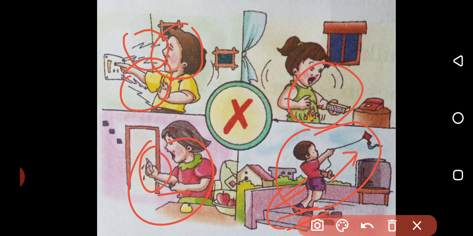They are a very bad and harmful thing. That is why we have to follow the good habits and we have to prevent accidents also.